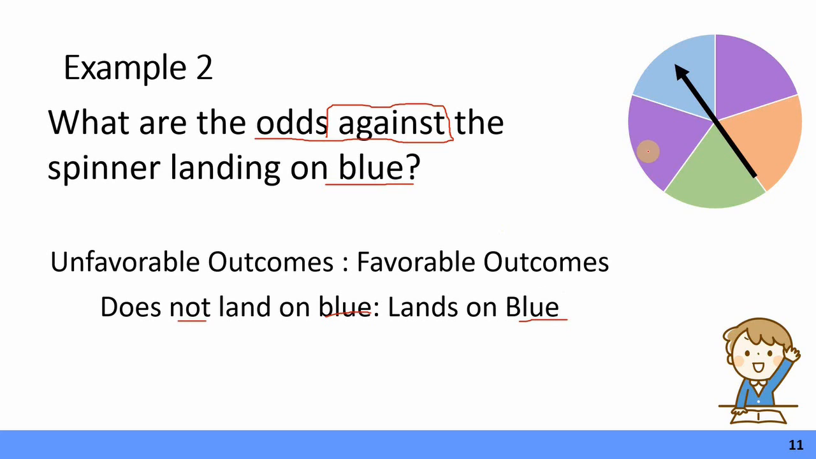So in this problem, how many are not blue? Well, we have 1, 2, 3, 4 that are not blue. So that's going to be my first number. And how many are blue? Well, we have 1. So that means my answer is simply 4 to 1. Okay, I'm really hoping this is all making sense. So again, we know probability and we know odds, right? So they're kind of different, but kind of the same.